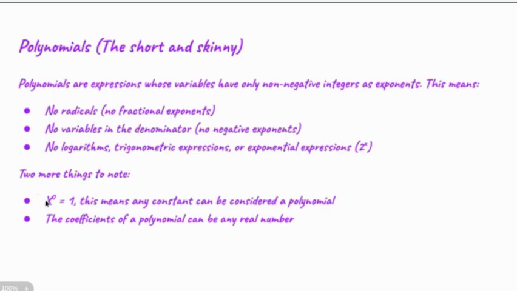Two more things to note. X to the power of 0 will equal 1. This means that any constant can also be considered a polynomial. The coefficients of a polynomial can also be any real number.